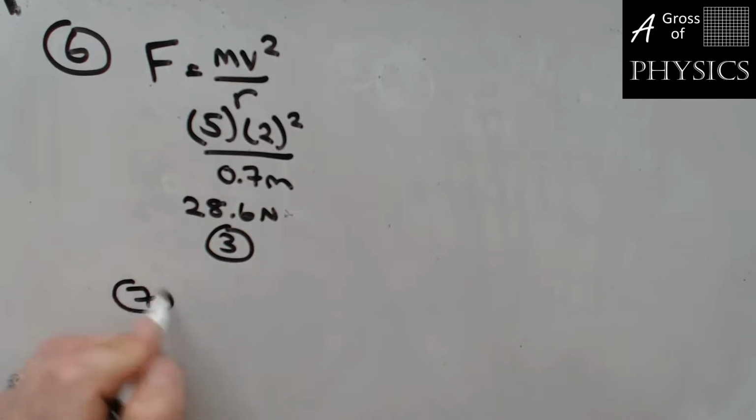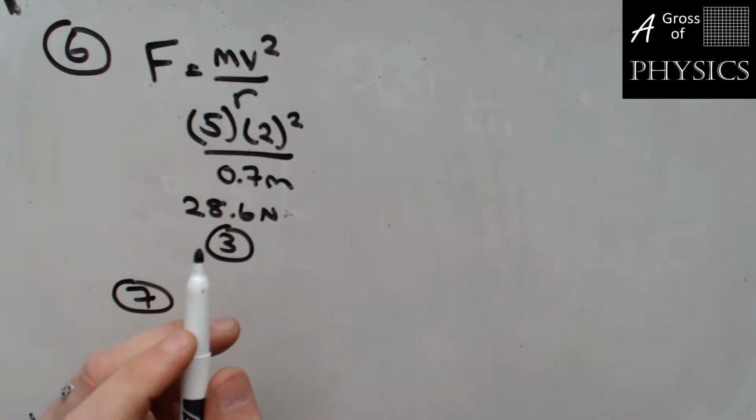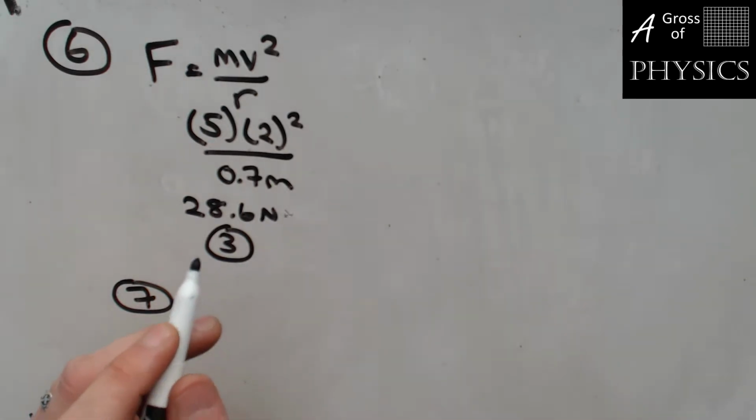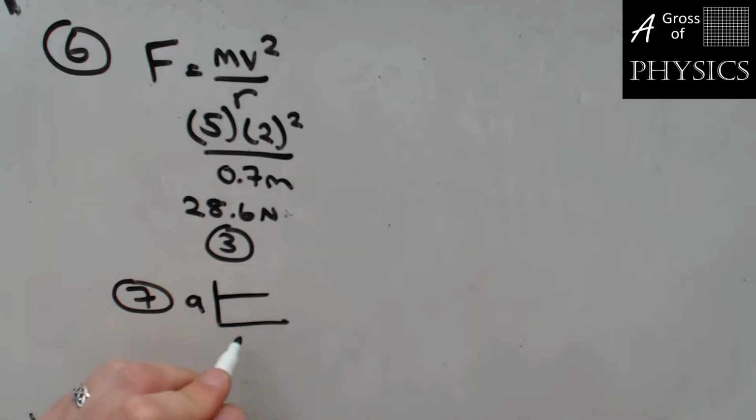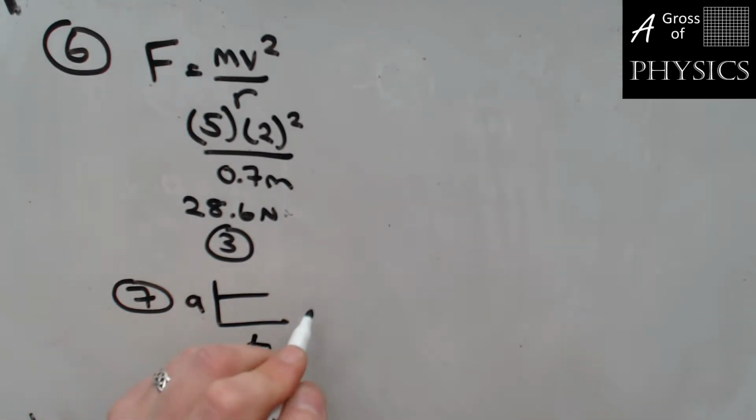All right, 7. We have a point on a car rotating at a constant rate. What's the magnitude of the centripetal acceleration as a function of time? Well, centripetal acceleration is constant. So the only one that shows a constant centripetal acceleration is 2.